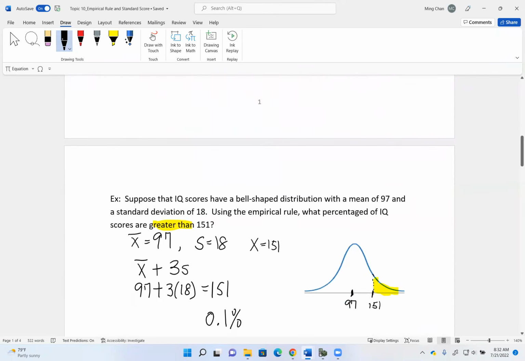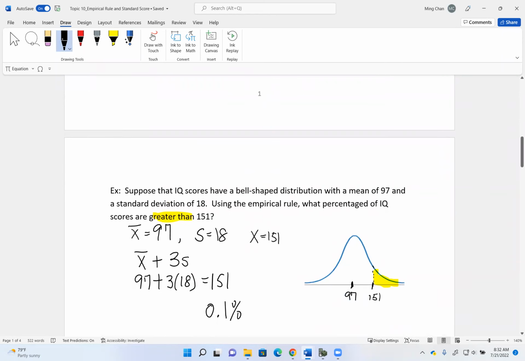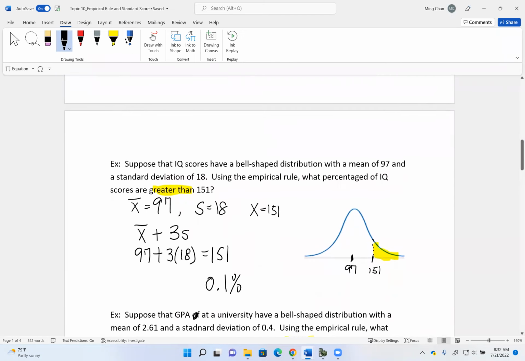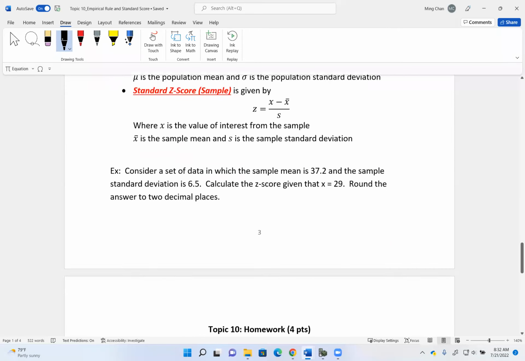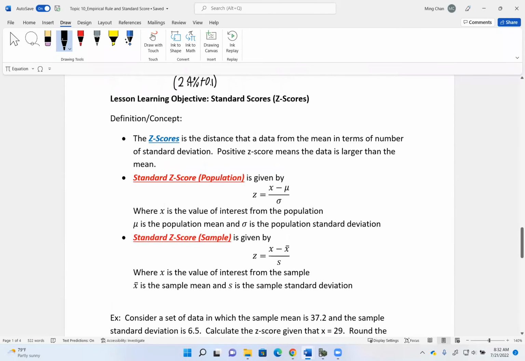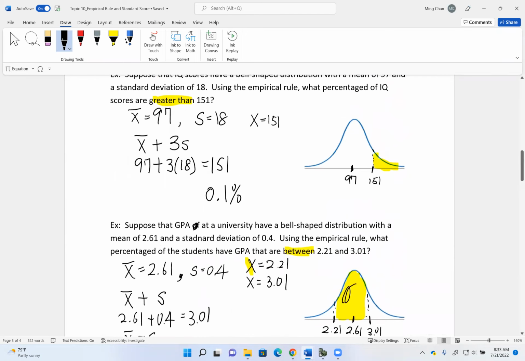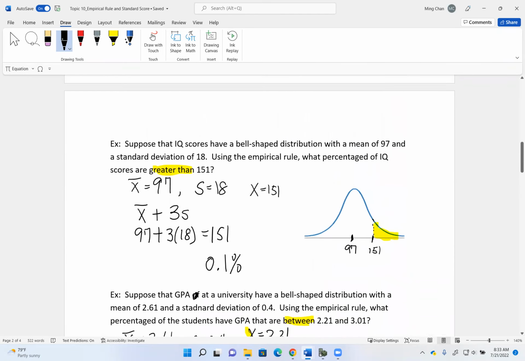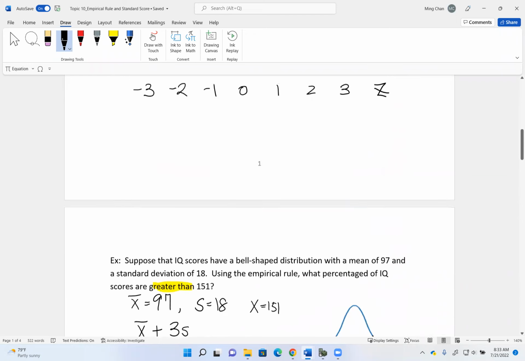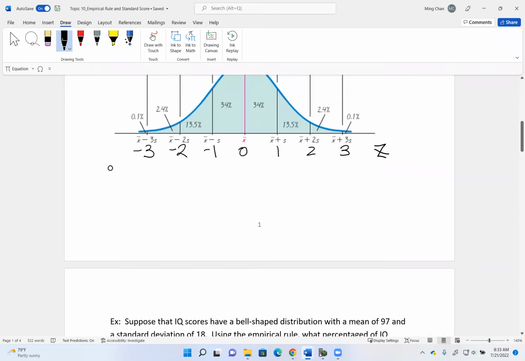So think about this 151 earlier. We know 151 was 3 standard deviations above the mean. So we can use this formula down here. I got 2 of them, one for population, one for sample. For the sample, we take the x, the 151, subtract the mean, and divide by the standard deviation. That will tell me how many standard deviations away 151 is. The subtraction in the formula means the distance to the mean.